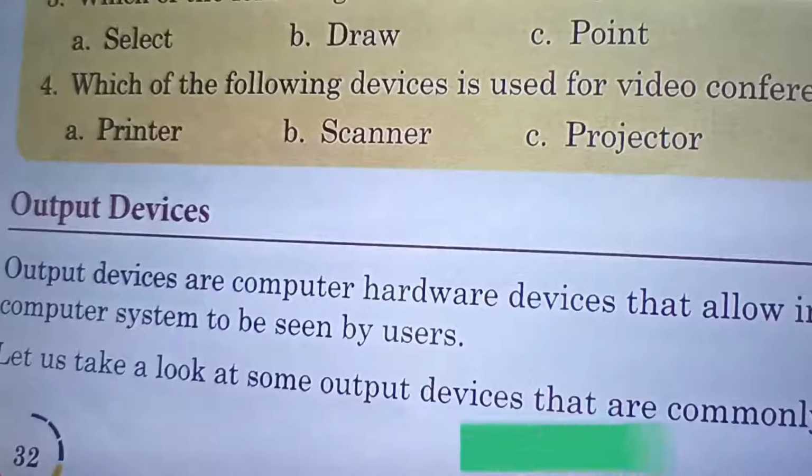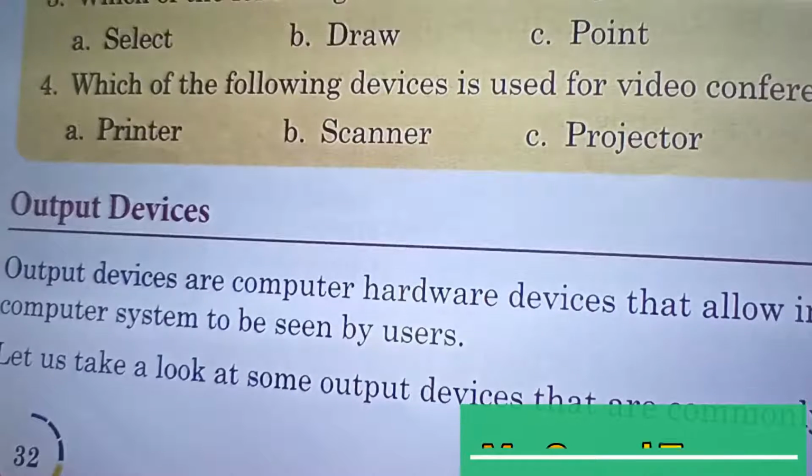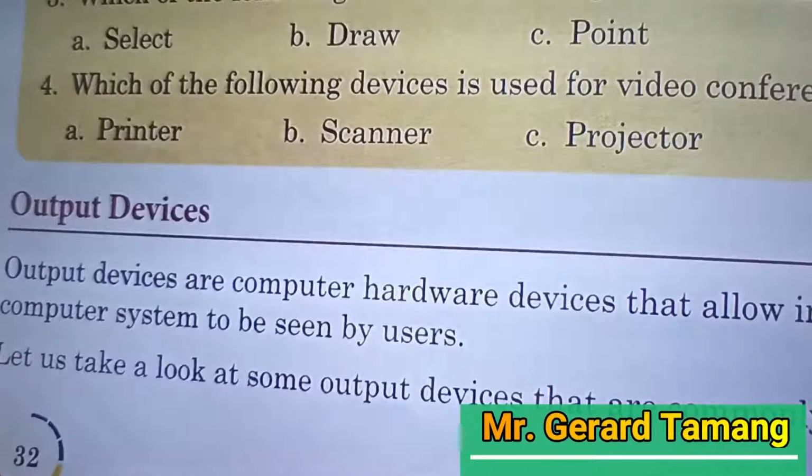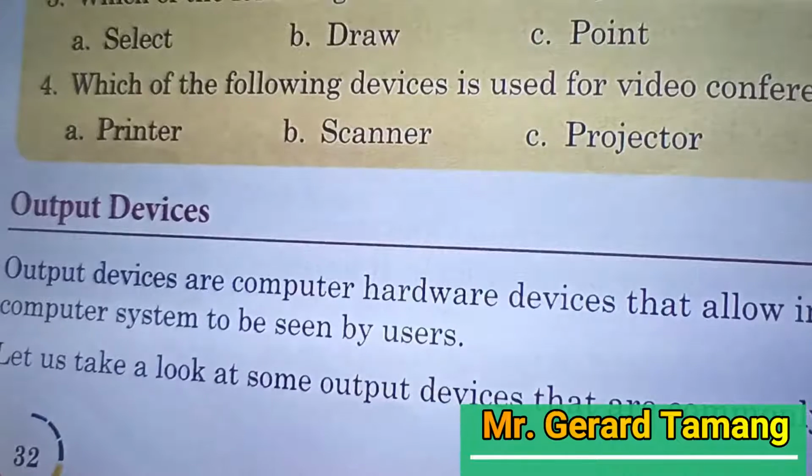Input and output devices, chapter 3. We'll start with output devices. Output devices are computer hardware devices that allow information on a computer system to be seen by users. Let us take a look at some of the output devices that are commonly used.